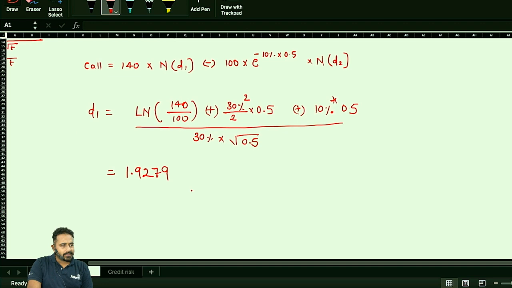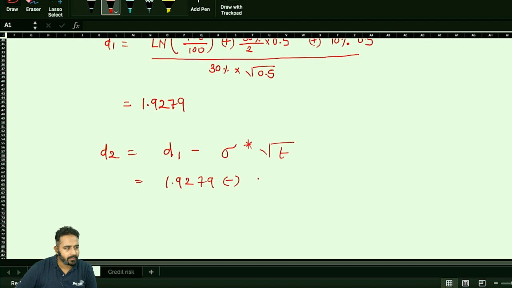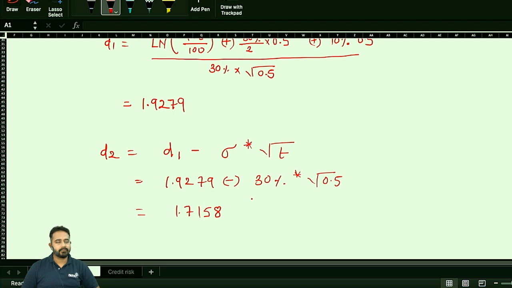Now, once I have the D1, can I go and find out D2? Of course, yes, it's easier. I hope you remember the formula. So D2 is equal to D1 minus the sigma into root T, right? That's your formula. So we already have the D1. D1 is 1.9279. We do have the sigma root T because that was nothing but the denominator of the previous term, right? So that's 30% multiplied with under root 0.5. So let's see how much is that. So RCL 1, this number, 1.9279 minus RCL 4, which is already my denominator. So the number that I'm getting here is 1.715558578. So I'm just going to make it as 58. Alright, so I have values of D1 and D2 available with me.